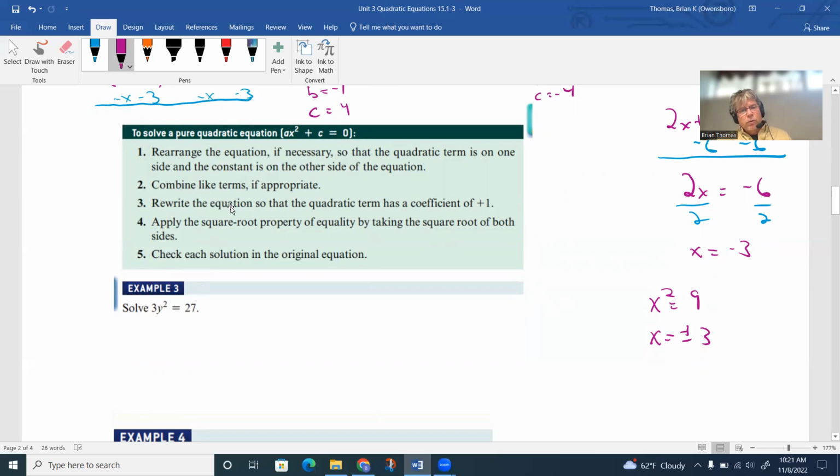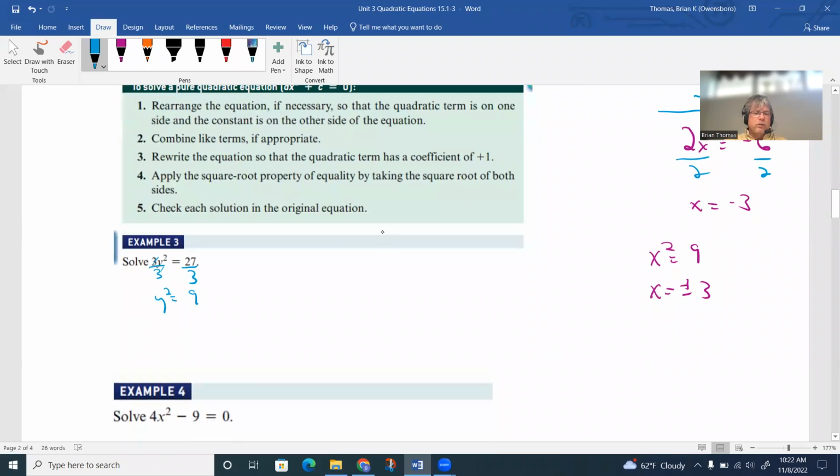Step three says rewrite the equation so that the quadratic term has a coefficient of a positive 1. Notice right now the coefficient of the quadratic term is a 3. So to get rid of the 3, we need to divide by 3 to create a coefficient of 1. When the 3's divide out, the coefficient becomes a 1, so we don't have to write it anymore. And 27 divided by 3 is going to be this 9. So we've done that now. Step 3 is make sure the quadratic term has a coefficient of 1. Check.